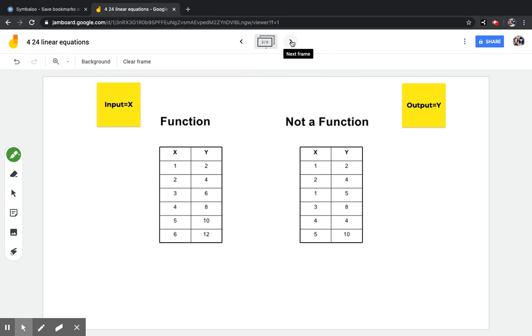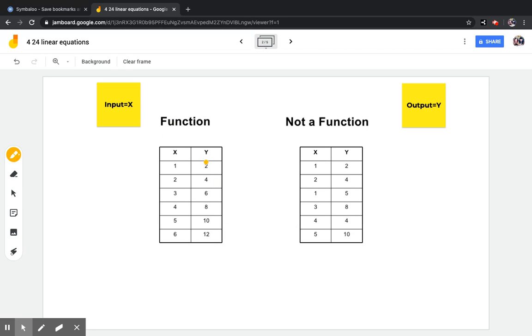All right, so when we say x, y, we also can say input, output. They mean the same thing. So your input is your x, your output is your y. Now, when we are using linear equations, we have to make sure that our xy table is a function. So that means that you don't have any repeats in your input or in your output. So in this, I have 1, 2, 3, 4, 5, 6. So there are no repeats in my x table. For my y, I have 2, 4, 6, 8, 10, 12. There are no repeats in that one. Because there are no repeats, that is a function.